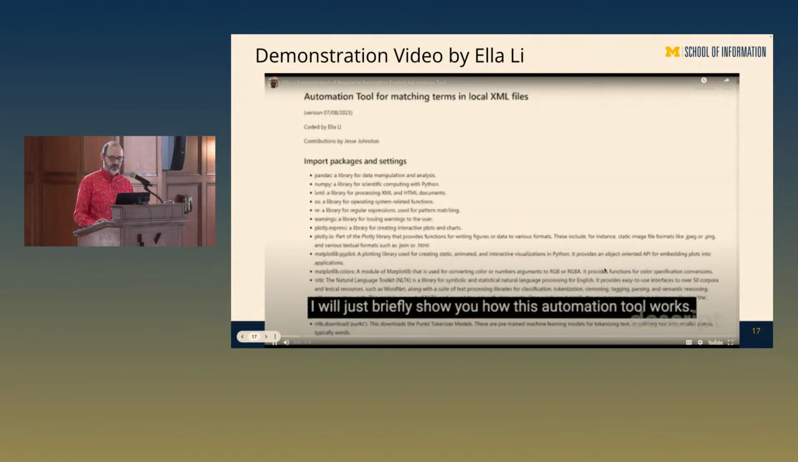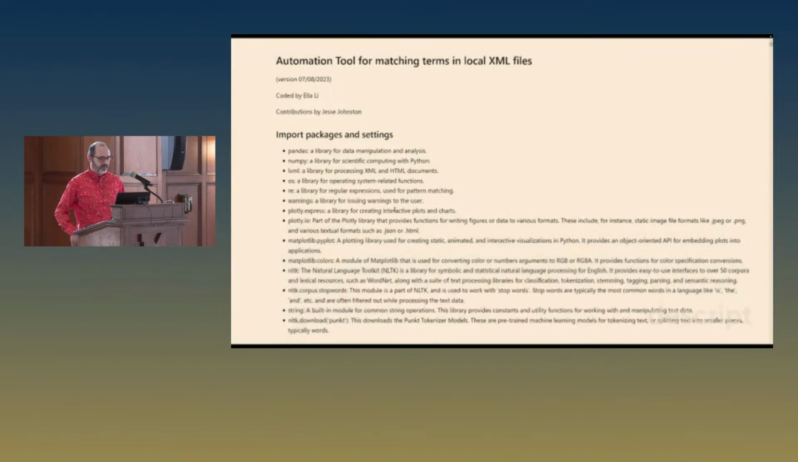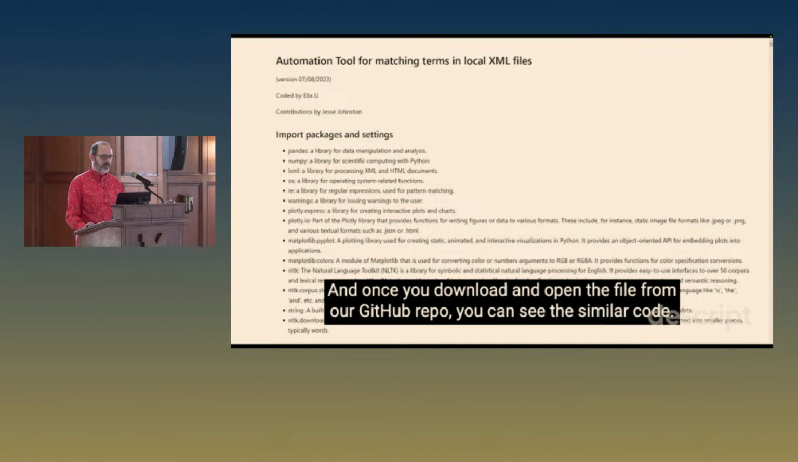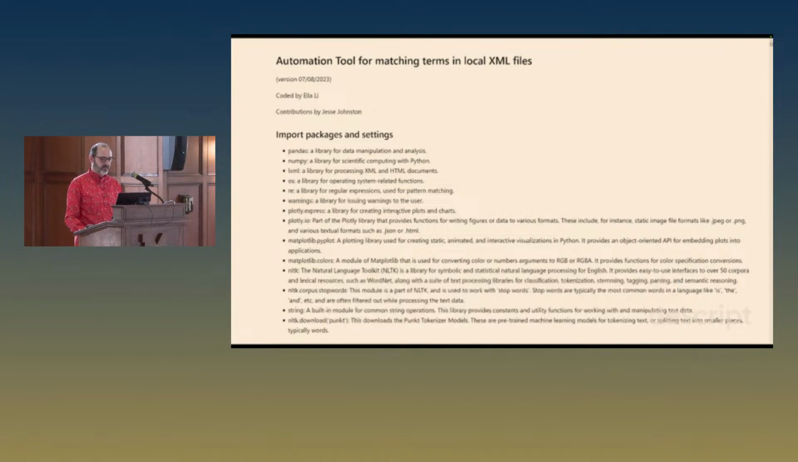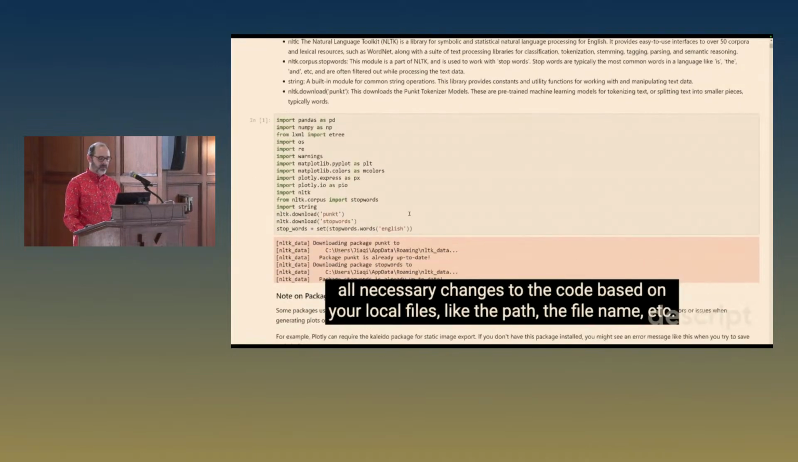Hi everyone, I will just briefly show you how this automation tool works. Basically, it can help match the harmful terms from your local XML files. And once you download and open the file from our repo, you can see the similar code. Before it starts, we need to import all the necessary packages and do the settings. Make all necessary changes to the code based on your local files, like the path, the file name, etc.